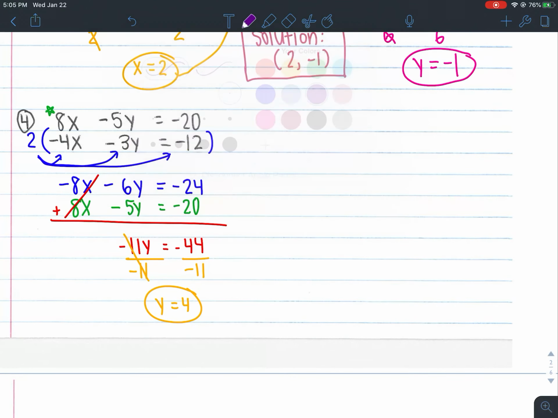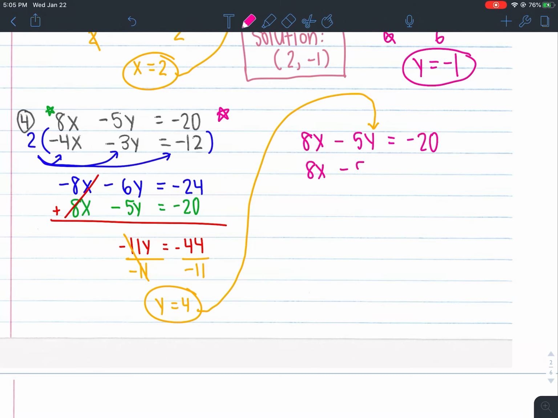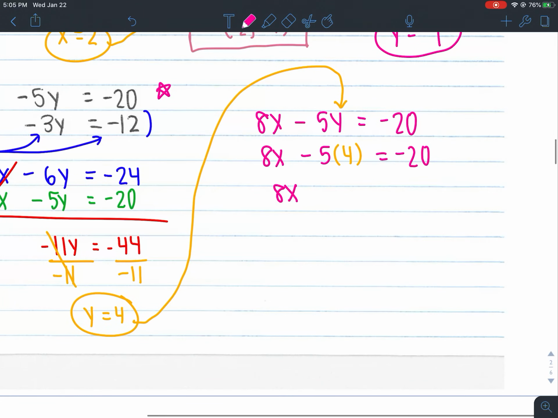Well, how do I get the x? Well, I have to pick an equation. I'm going to pick the first one. So we have 8x minus 5y equals negative 20. Do I have to pick the first equation? No. Okay, and then we're going to plug in 4 for the y because it says y equals. So we have 8x minus 5 times 4 equals negative 20. So we have 8x, negative 5 times 4 is negative 20.